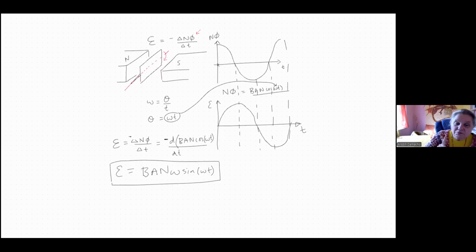Okay. Now, the maximum EMF is given when sine omega t is 1. And something that I pointed out to my students, the ones that turned up for the regular Zoom session last night, is that you get the maximum EMF when the flux linkage through the coil is 0.